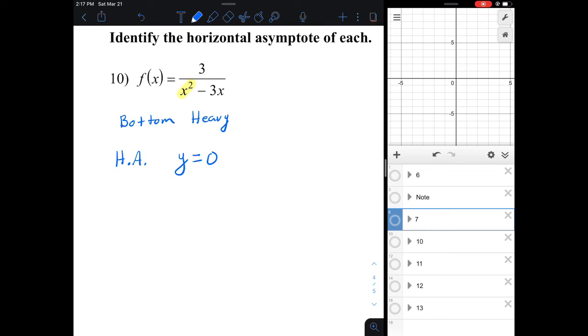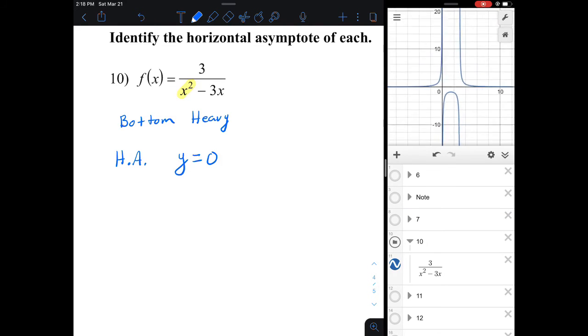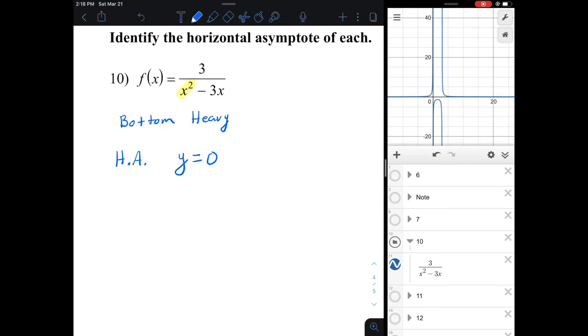Now, I want to look at this graphically with Desmos. So number 10, we're graphing the equation 3 divided by x squared minus 3x. And I want to say, well, what are the ends of the graph doing here? Well, I start tracing on it, and the farther I go to the right, looking at the y values, it's getting smaller and smaller and smaller. Same thing when I go off to the left. It gets closer and closer to 0, and that's exactly what we have.